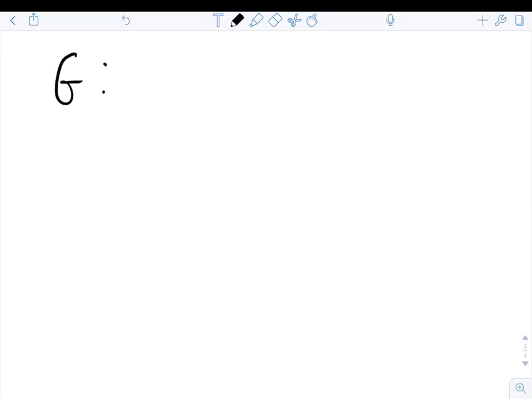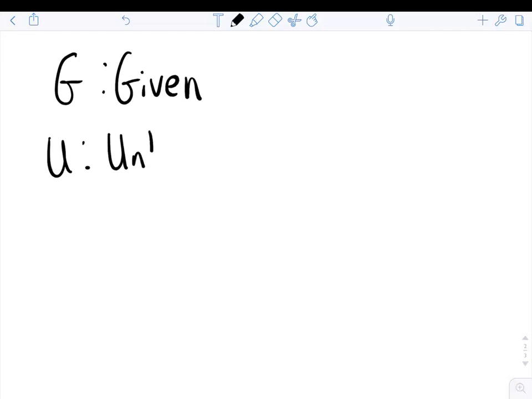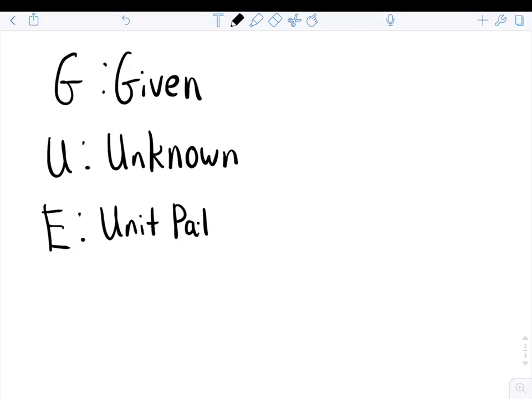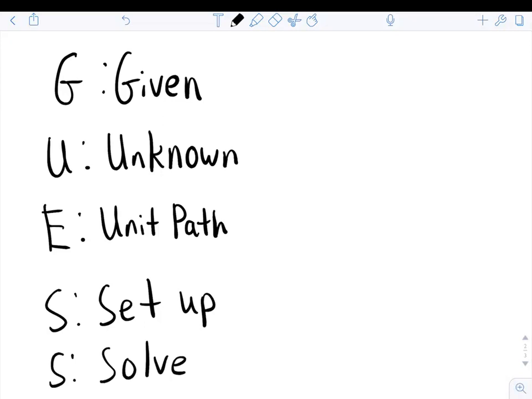Other reminder that we need is our good friend, the guess method. So G is for your given, U is for your unknown, E is for your equation, but in this case, we're going to be doing conversion, so we're going to be converting from one thing to another. We're going to have our unit path. S is our setup, and then our last S is to solve. Now, this is going to look very, very similar to what we did with our dimensional analysis. It's just now we're using molar mass and the mole with our conversions, okay?